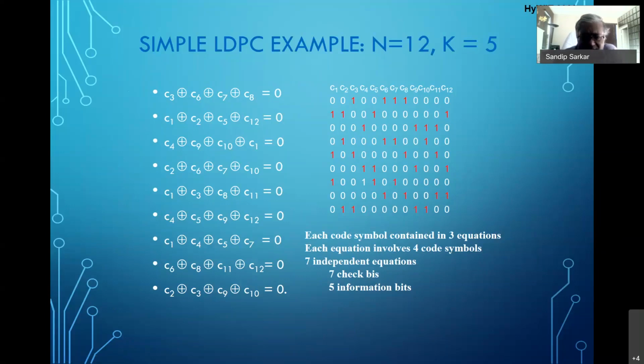Each equation involves exactly 4 code symbols, and there are 7 independent equations for the 7 check bits. So the code has 7 check bits and 5 information bits.